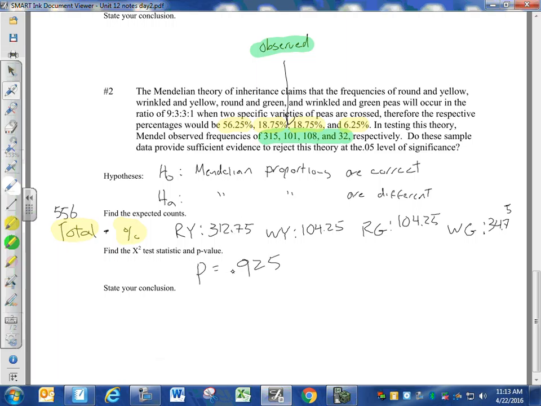What does that mean? Very likely to occur, extremely likely to occur. So we say Mendelian cannot be rejected. Mendelian's proportions cannot be rejected. Mendelian might be right.